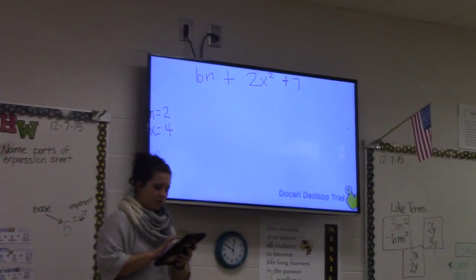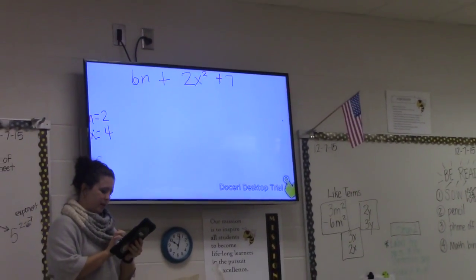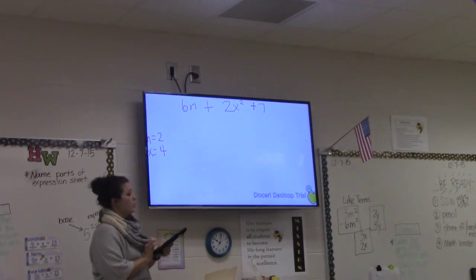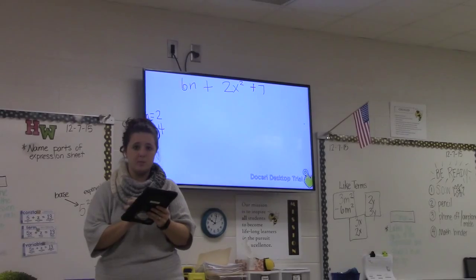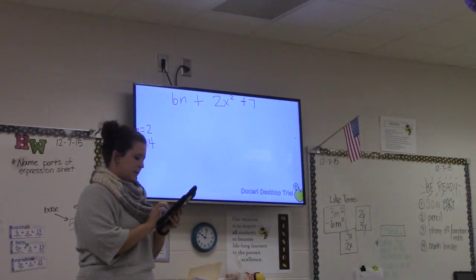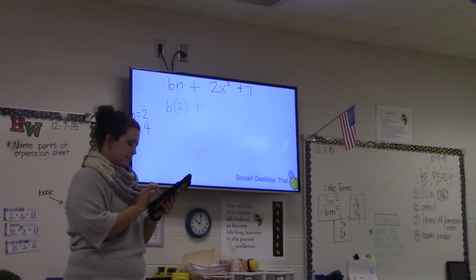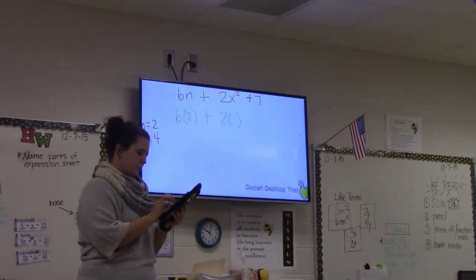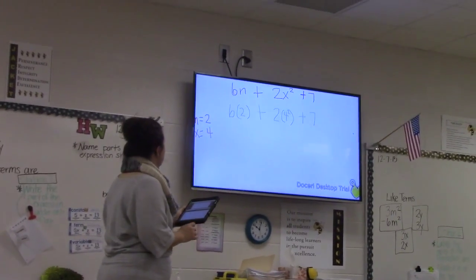So I'm going to change the color here. And when we change that color, we're just going to plug it in. 6n means to multiply. When I have a number beside a variable, a letter, that means to multiply. So 6 times 2 plus 2 times 4 squared plus 7.